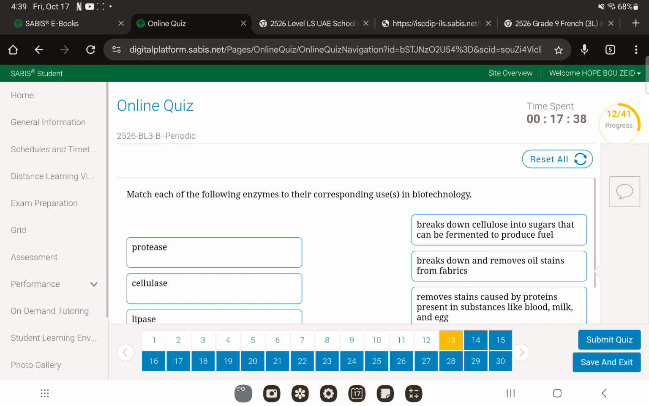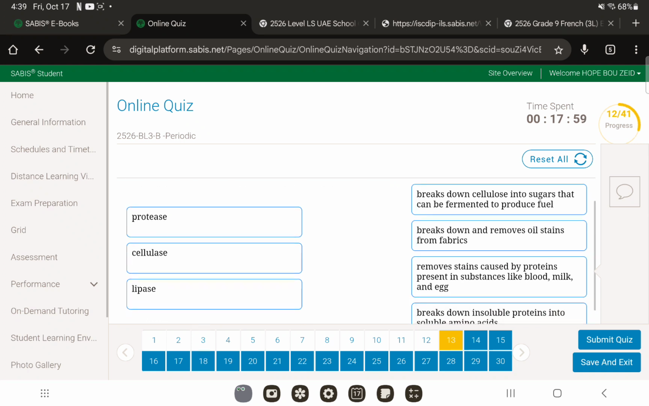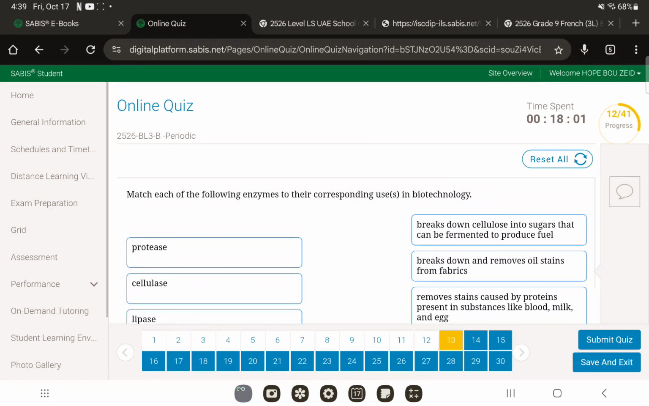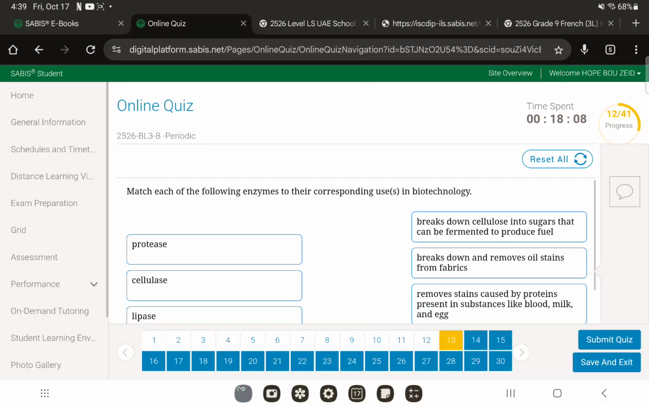Match each of the following enzymes to their corresponding use in biotechnology. Okay, so biotechnology is just using biological things in industrial things. Or more specifically, when biological processes are used for industrial ones. Here, they're asking to match each of the following enzymes to their corresponding uses in biotechnology.